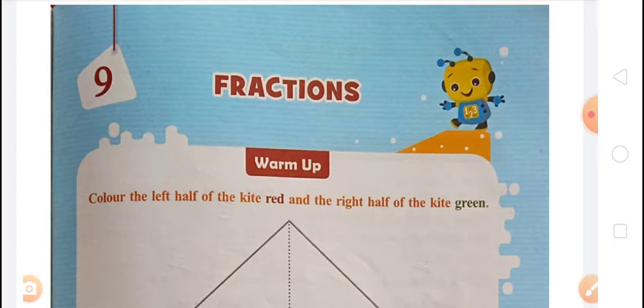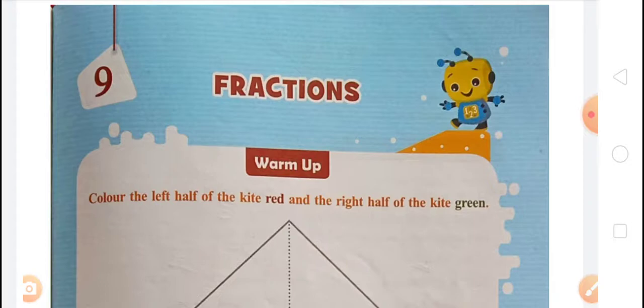Today our new chapter is fractions, and we have to learn what a fraction is, how we can write a fraction, how we can write fractions for the shaded part and unshaded part, and many more things today.